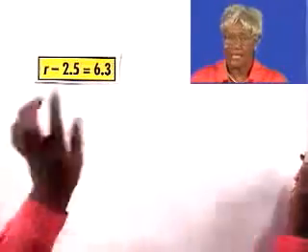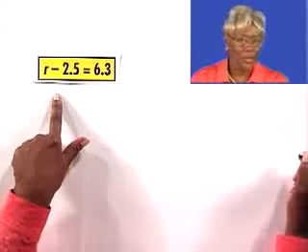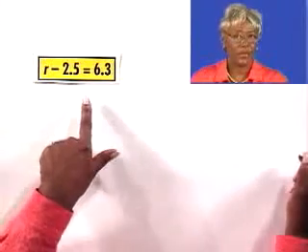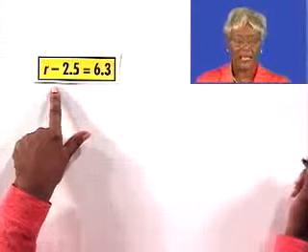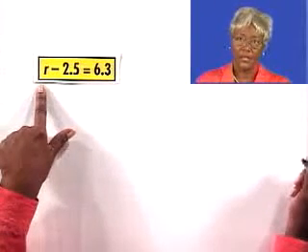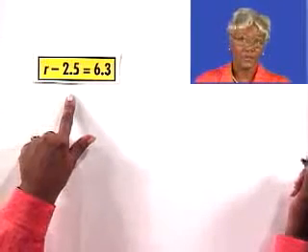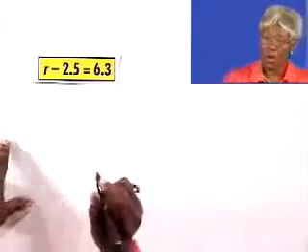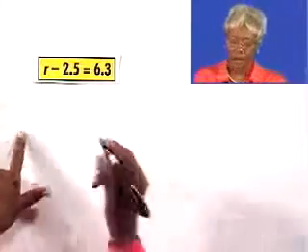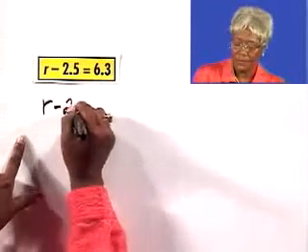Before we begin, I want you to look at the equation. What operation is being used? Well, I see 2 5/10 is subtracted from r. What's the inverse operation? The inverse of subtraction is addition. So in order to solve for the variable r, I'm going to go ahead and write the equation.